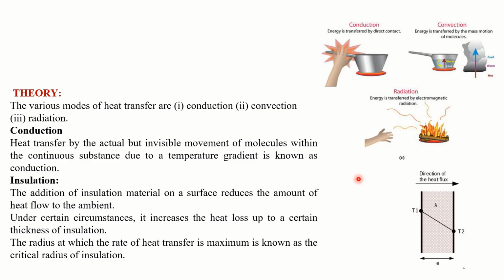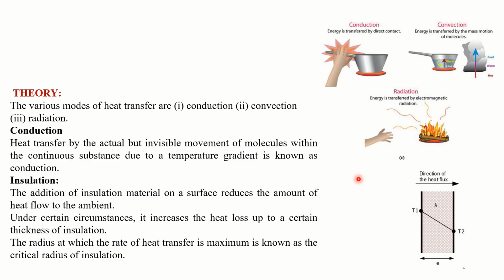For that, I can make use of an insulation layer. So lagging material can be added over the pipe surface to avoid heat loss from the pipeline to the ambient. But in most cases, addition of insulation material on the surface increases the rate of heat transfer. Only beyond a certain thickness will there be a drop in the rate of heat transfer. So the radius at which the rate of heat transfer is maximum is called the critical radius of insulation, and the thickness can be defined as the critical thickness of insulation.